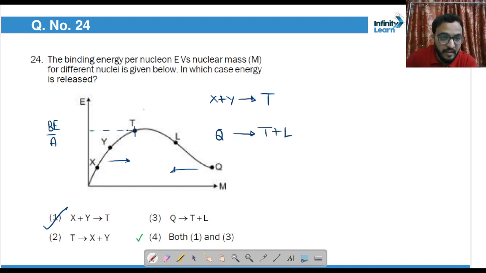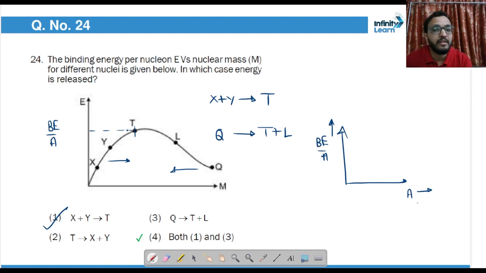See, if you remember this graph, I will tell you a little bit about this graph. This is the graph of binding energy per nucleon versus the atomic mass number, right? So this graph was like this.